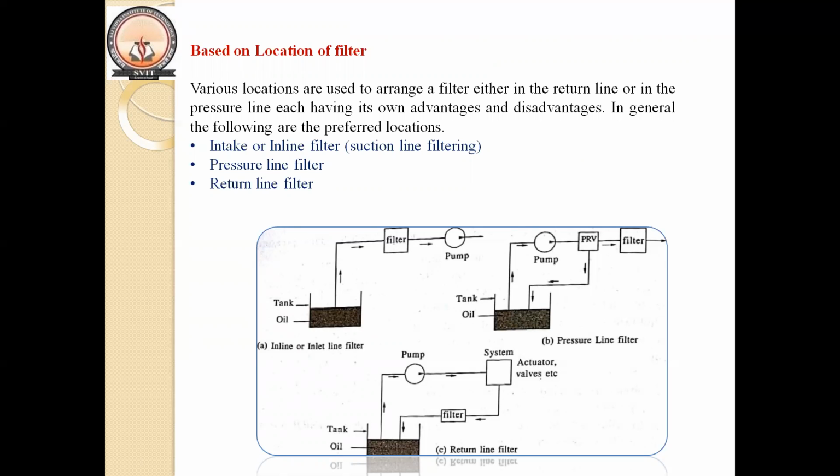The second type is the pressure line filter. In this type, the filter is placed after the pump in order to protect the valves from the contaminants.